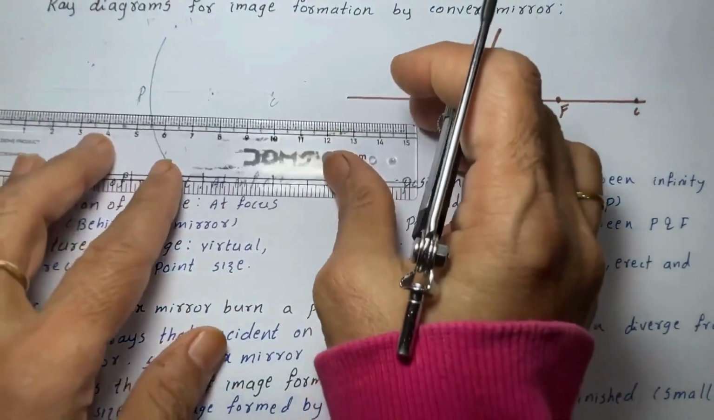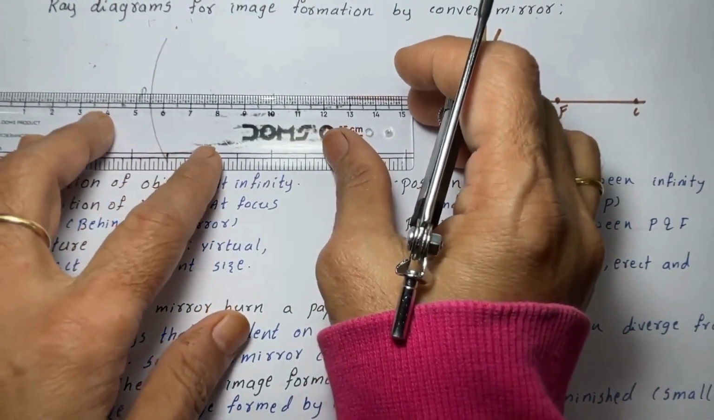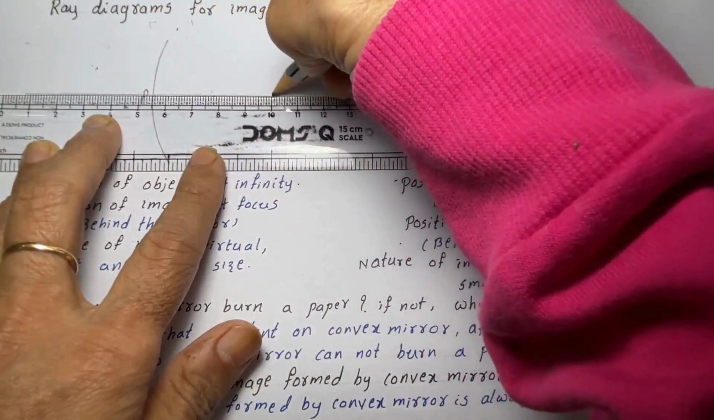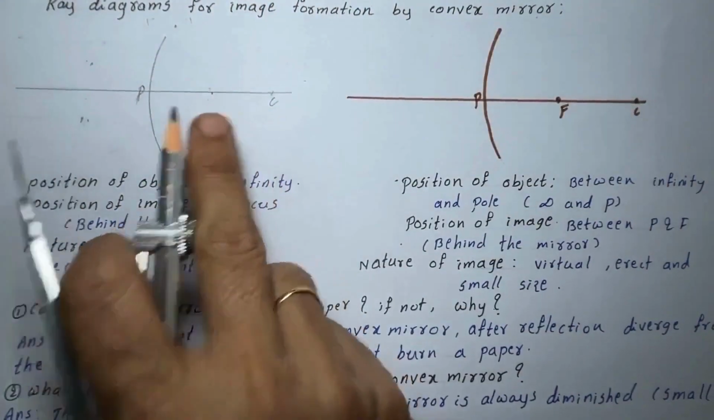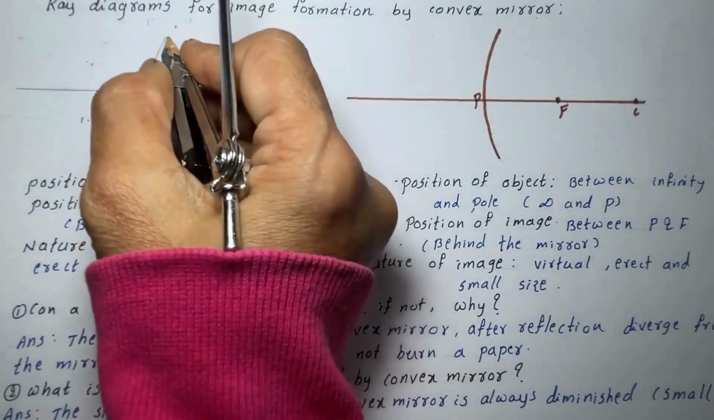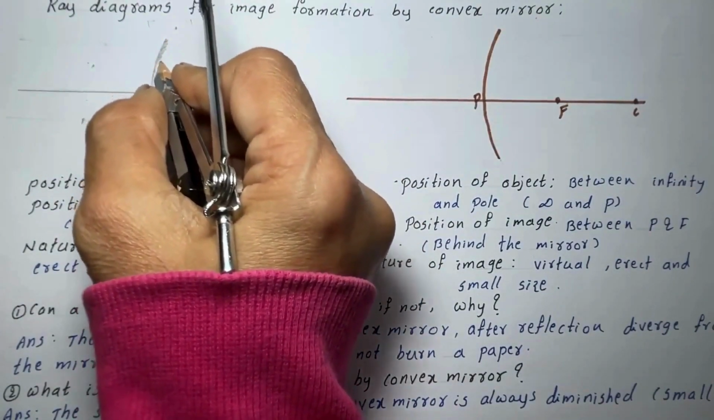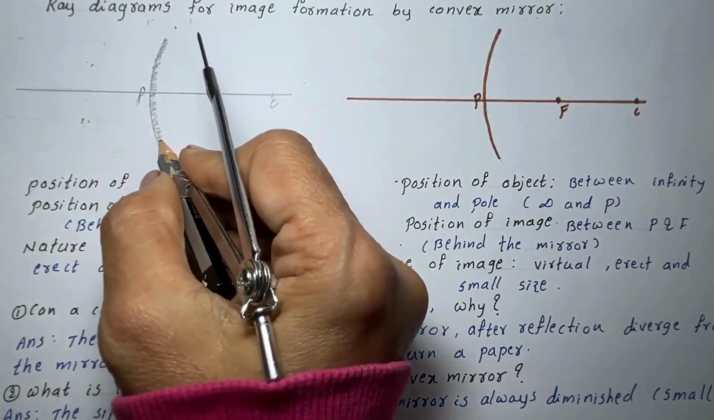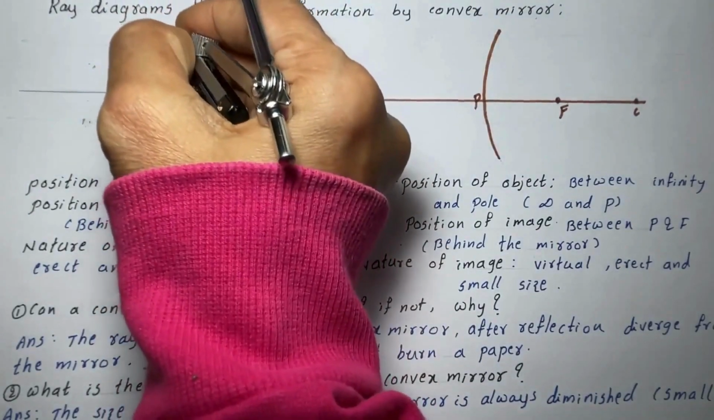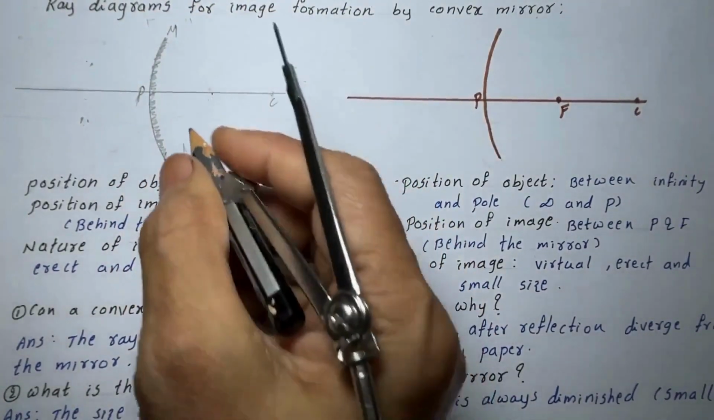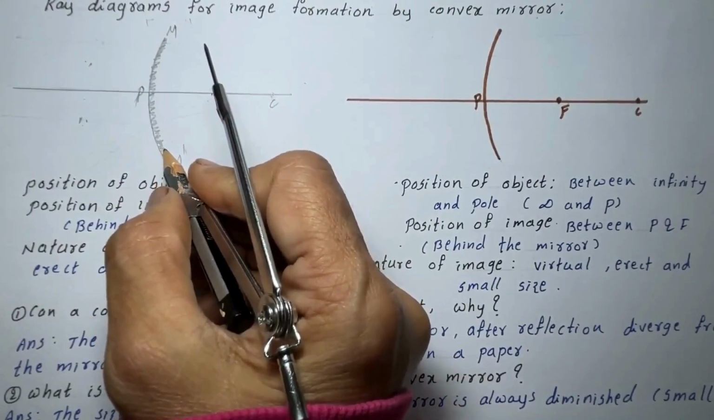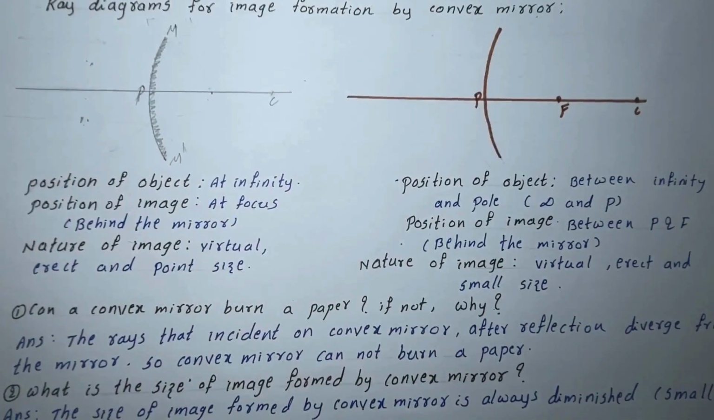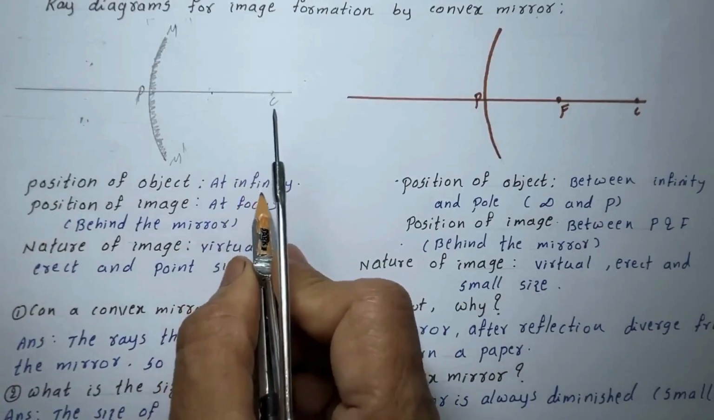And now join one line, such that this line connects pole, focus and center of curvature. Now this line is the principal axis, and now shade the inner side of the mirror. Now this M1 is a convex mirror because the inner surface is silvered or polished and the outer surface behaves as the reflecting surface. Now let me take one object which is at infinity.